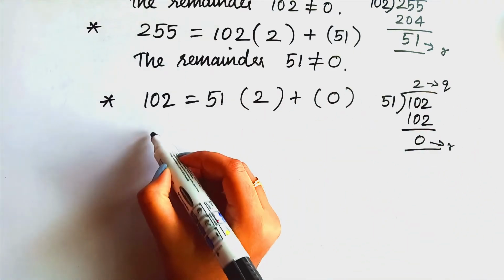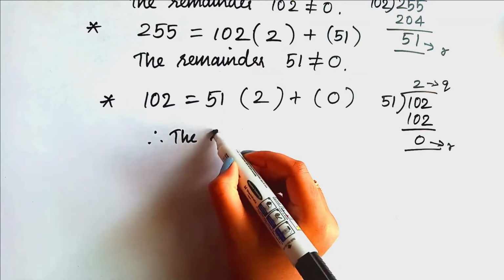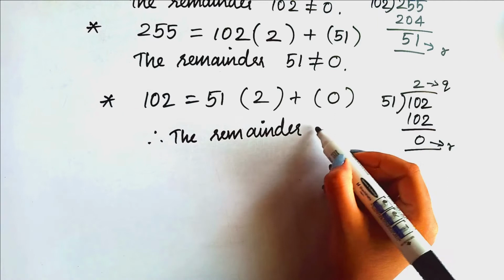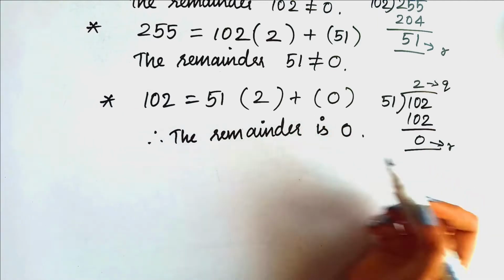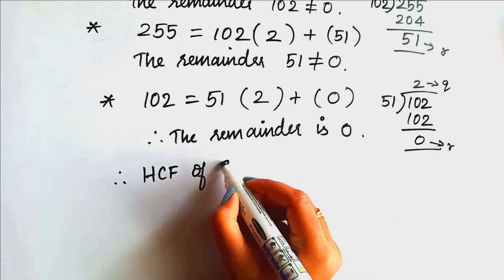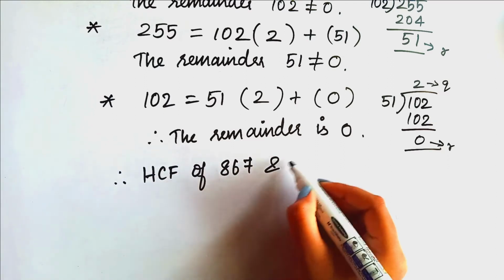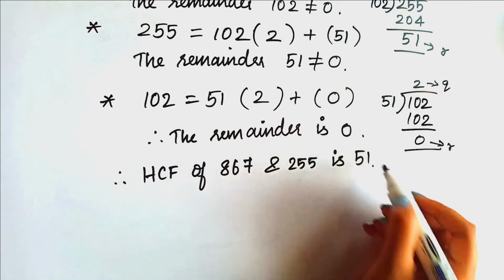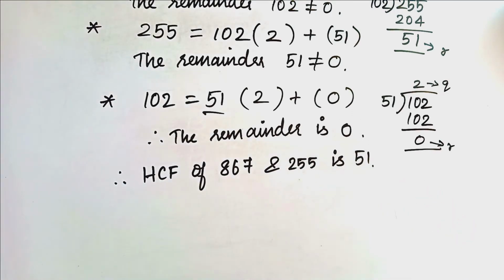So therefore we have found that the remainder is 0, and therefore the HCF of 867 and 255 is 51. Okay, so now let's get into our third subdivision.